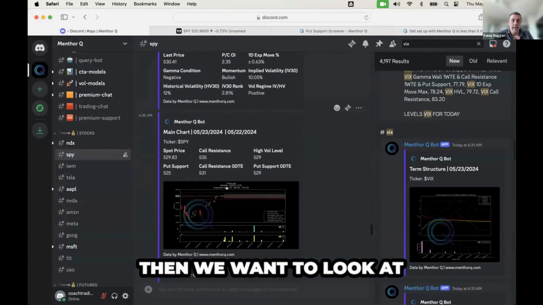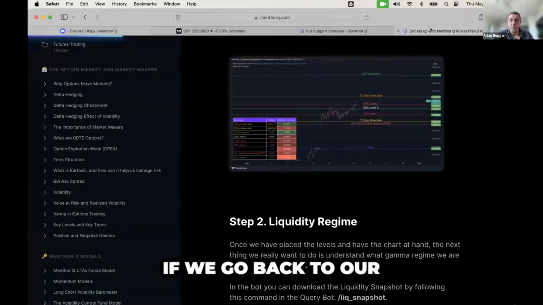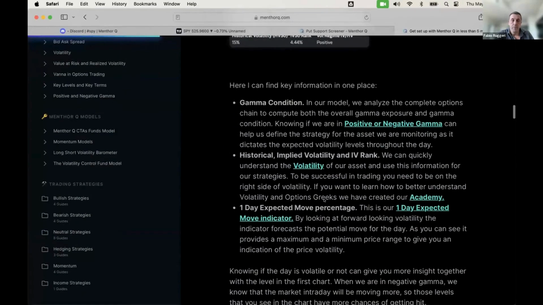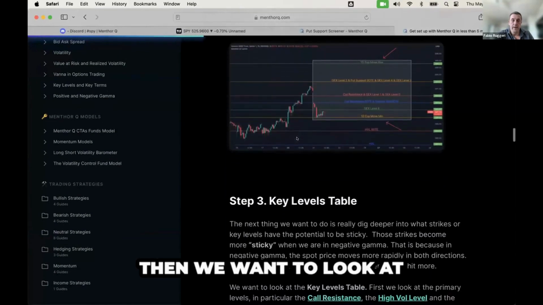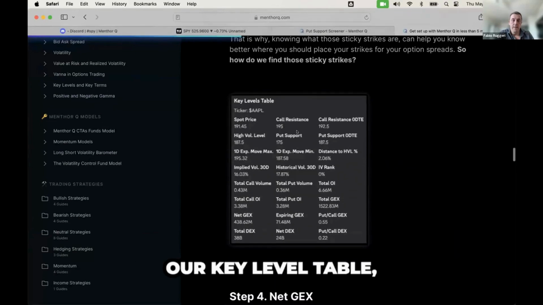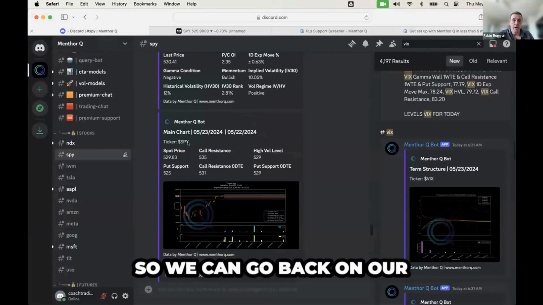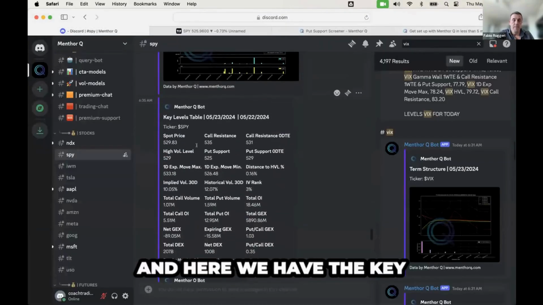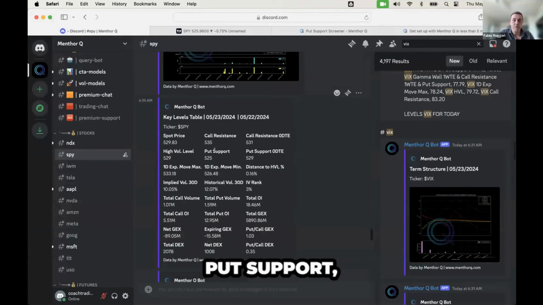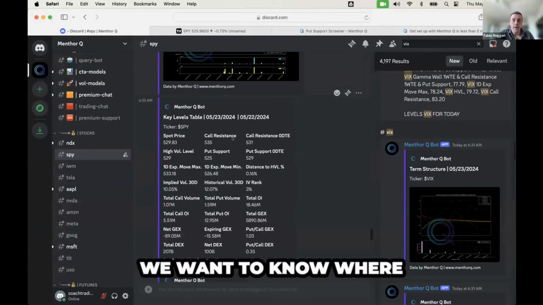Then we want to look at the main charts. So if we go back to our documentation, then we want to look at the table, our key level table, right? We can go back on our chart, and here we have the key levels. We know that we have the primary levels, which are the core resistance, put support, and high vol level. We want to know where they are.